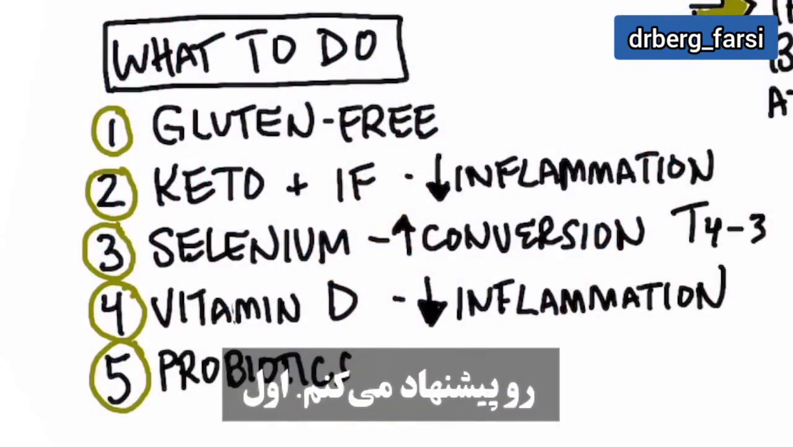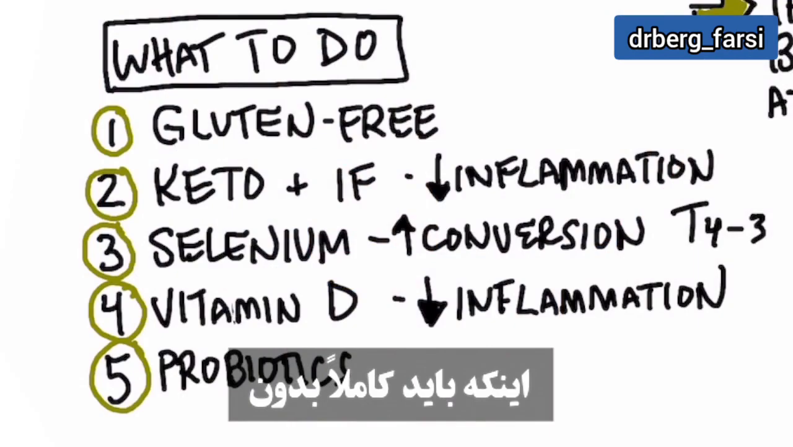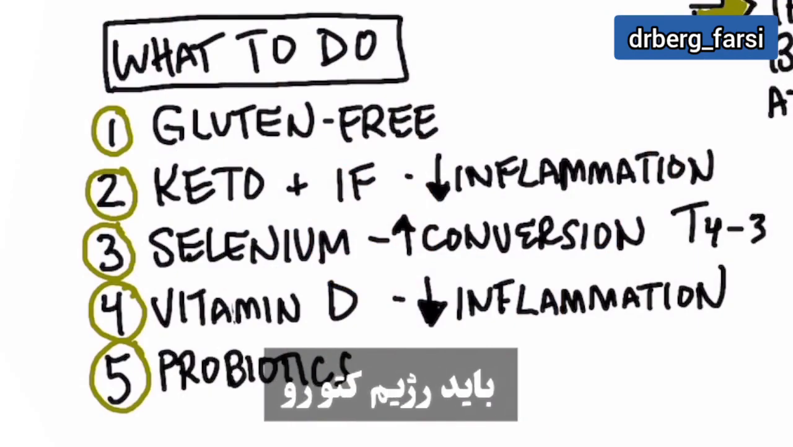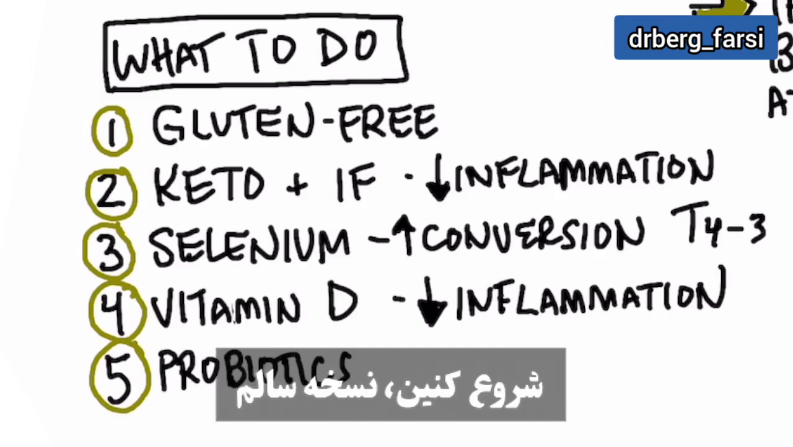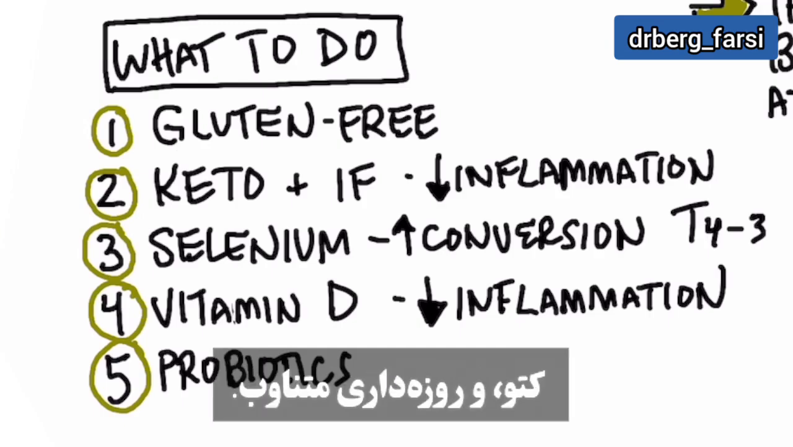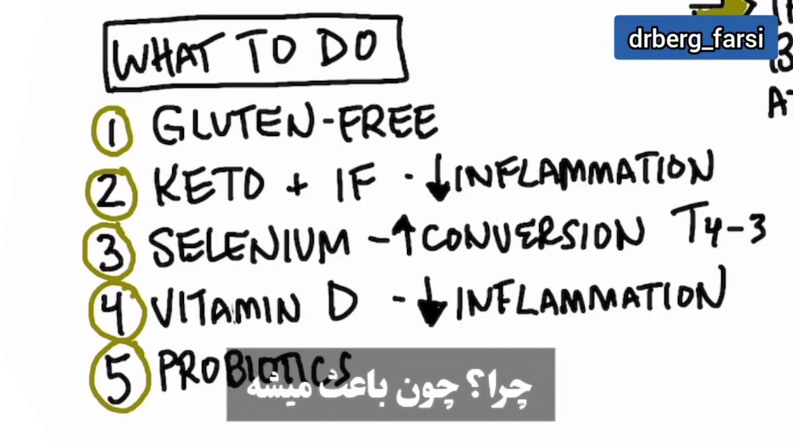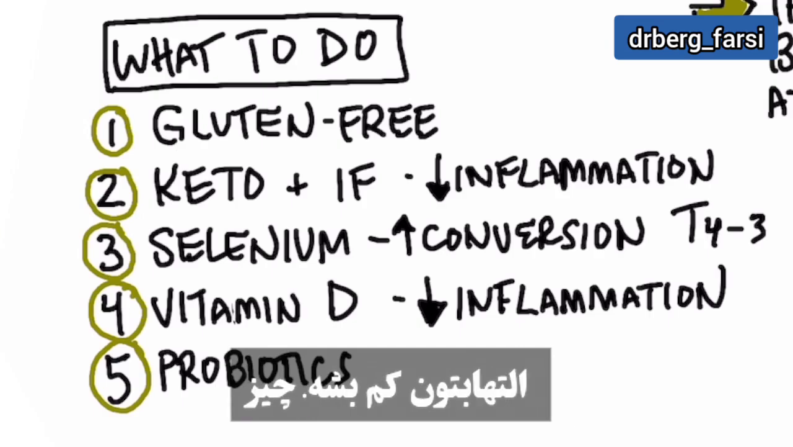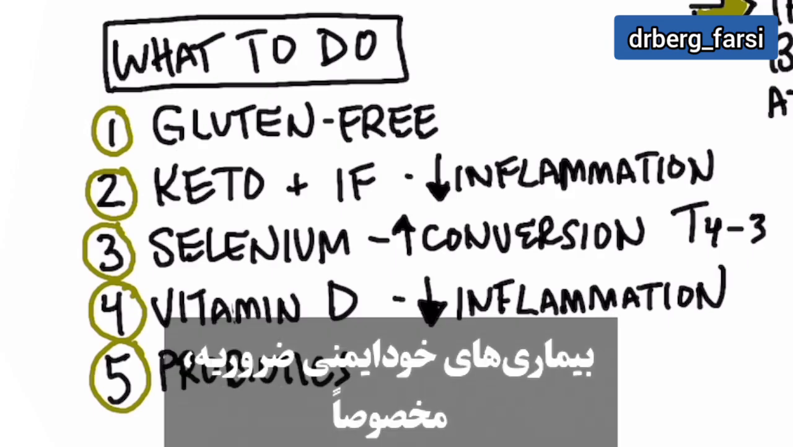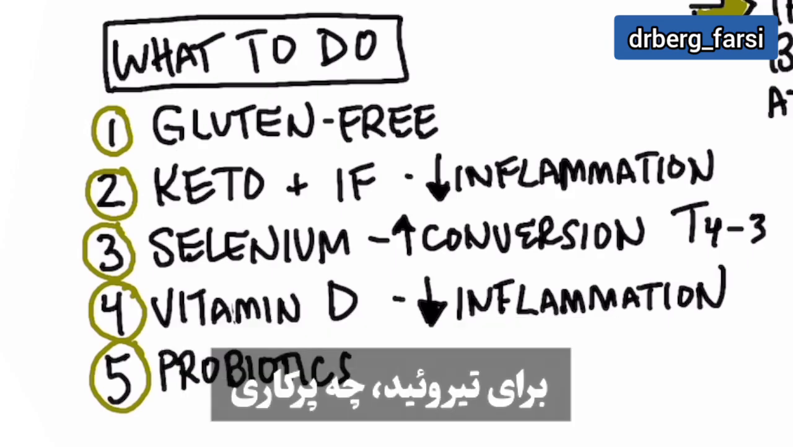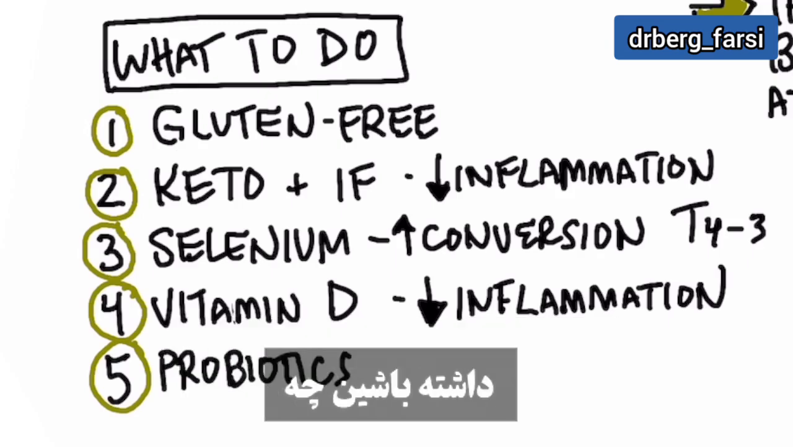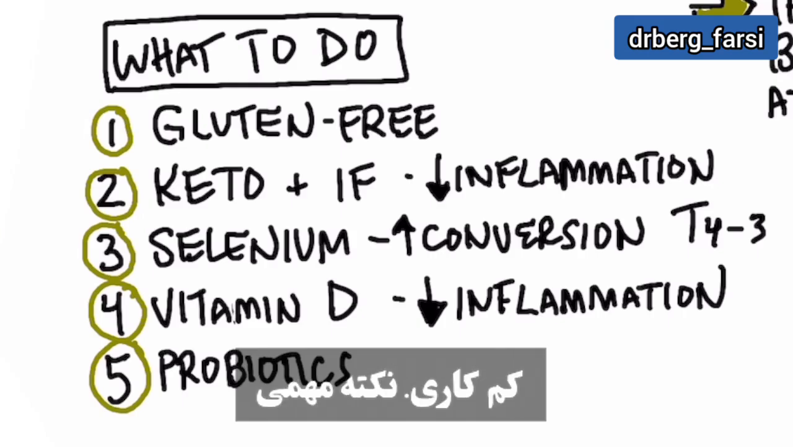Number 1, you have to be completely gluten-free. Number 2, you want to get on keto, the healthy version of keto, and intermittent fasting. Why? Because it's going to lower your inflammation. Next thing you want to take is selenium. Selenium is essential for autoimmune conditions, especially with the thyroid, whether you have a hyper or a hypothyroid condition.